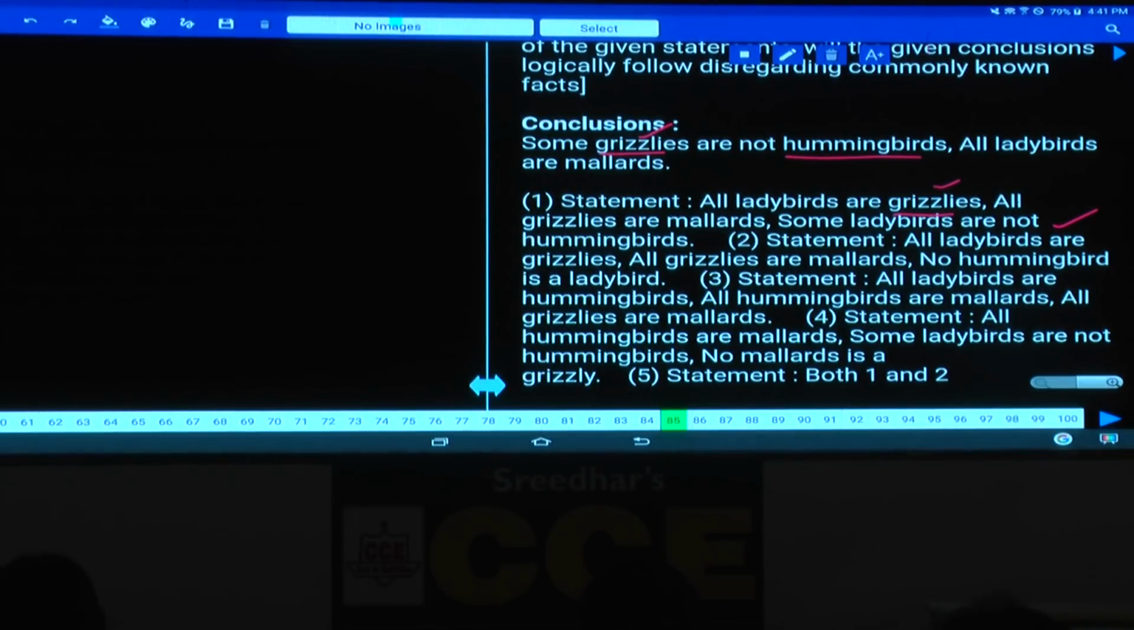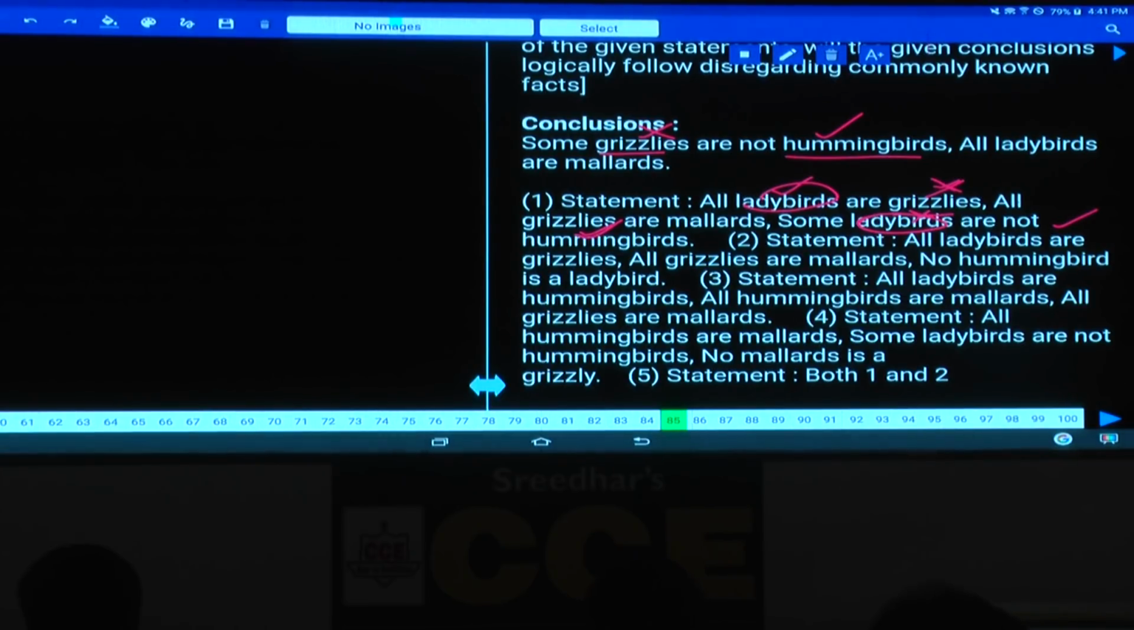Then, now in this one, ladybird tick and grizzle is false. And in the third one, ladybird is cross and hummingbird is tick. What is the middle term here? Middle term ladybird distributed. As ladybird is distributed, now the conclusion must be in between grizzle and hummingbirds. Now in this one, grizzle is cross, hummingbird is tick. Hence some grizzles are not hummingbirds, whether we can derive or not.